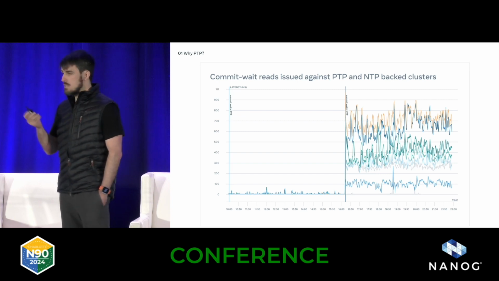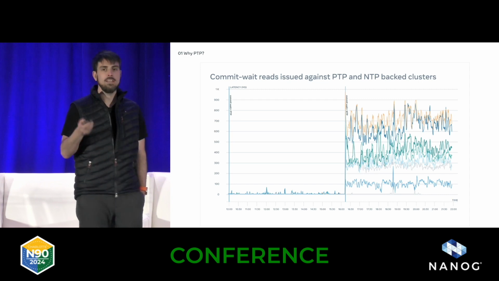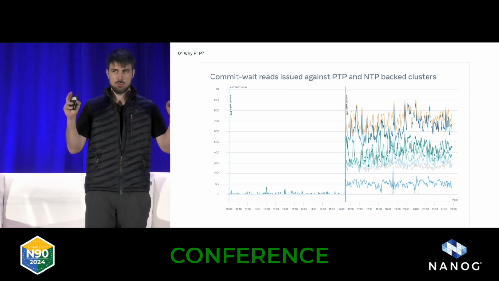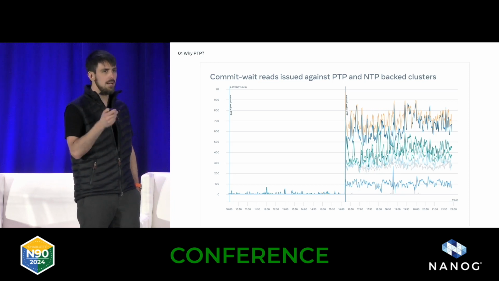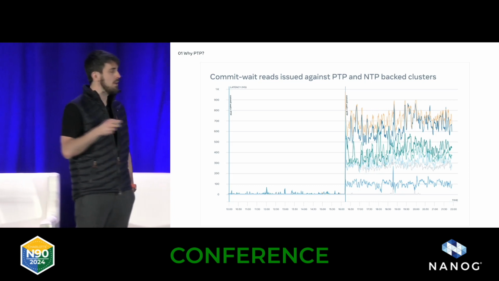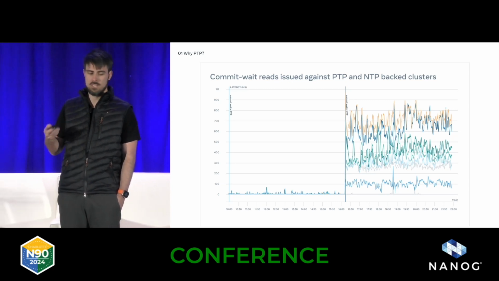Because NTP is a software-based protocol, it does not provide you any guarantees. So the window of uncertainty, as we call it, is very large. And to make sure that you have a really high probability of hitting your timestamp, you need to wait a lot longer for the data to appear on this replica.